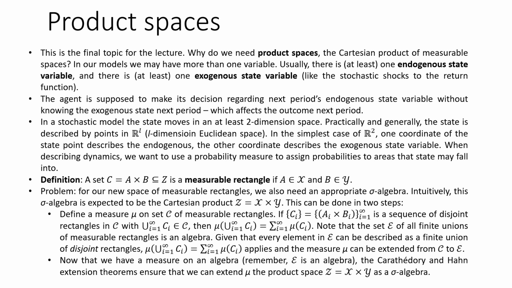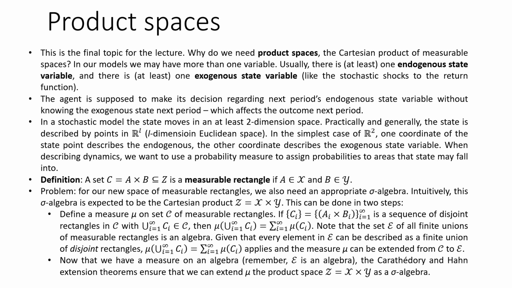The answer is simple, because in a stochastic model we have more than one state variable. One state variable is the so-called endogenous state variable. This is the state variable that is under the control of the agent. So through its decisions, the agent affects the dynamics of the endogenous state variable. This is the reason why it is endogenous. The other state variable is the exogenous state variable, like a shock to the return function. This is not under the control of the agent, but the exogenous state variable affects the outcome of the decisions.